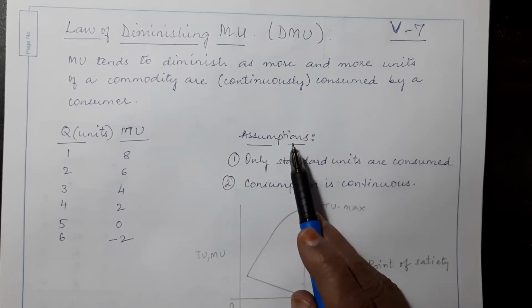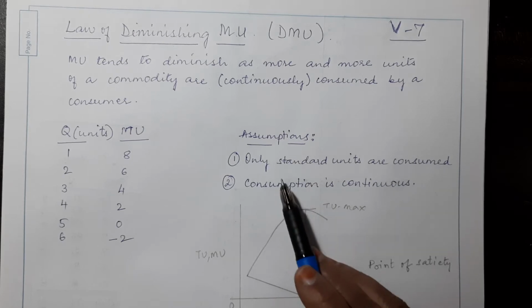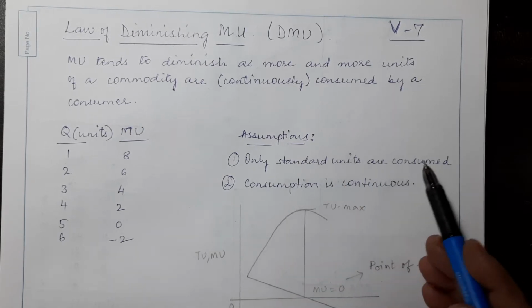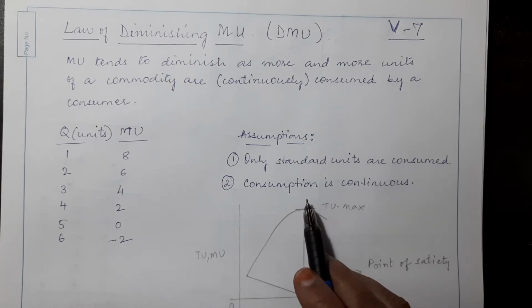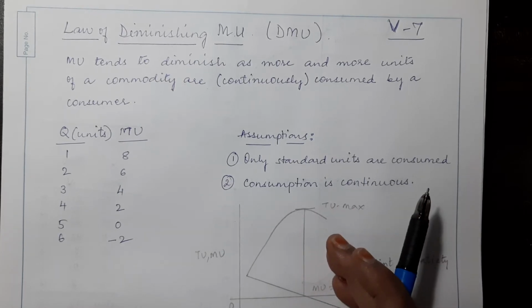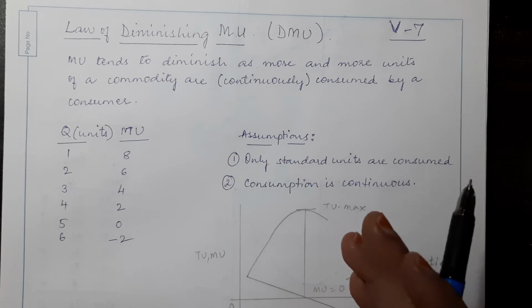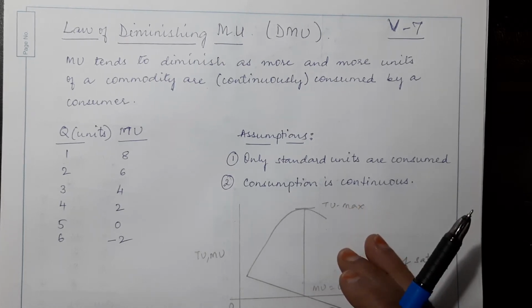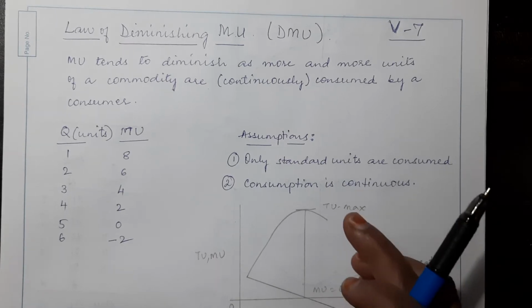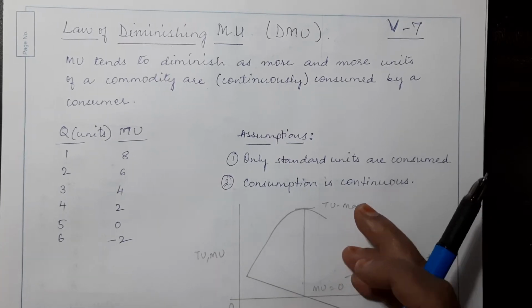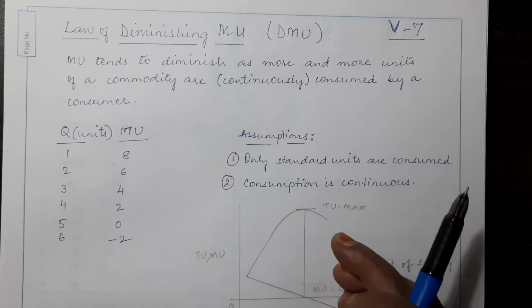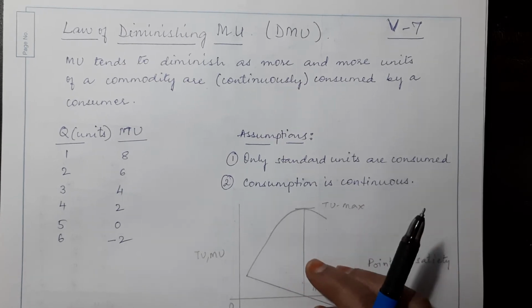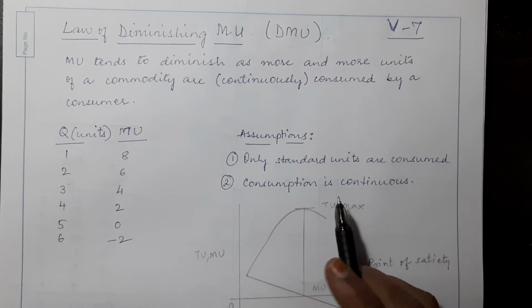This law works under the assumption that only standard units are consumed. Suppose you choose to eat a bar of chocolate, then you must consume the same kind of bar of chocolate one after the other. Suppose you consume a cup of tea, then you have to consume cup after cup of tea and not a spoon. So a standard unit has to be maintained.